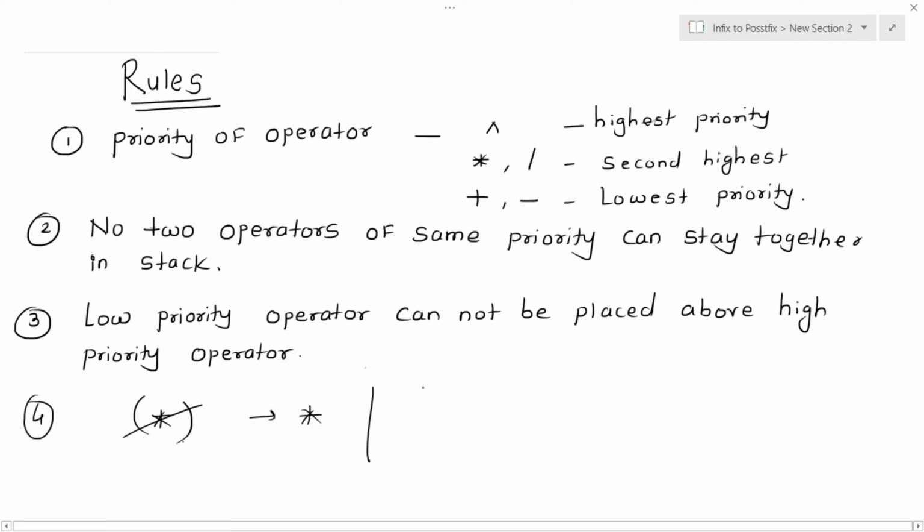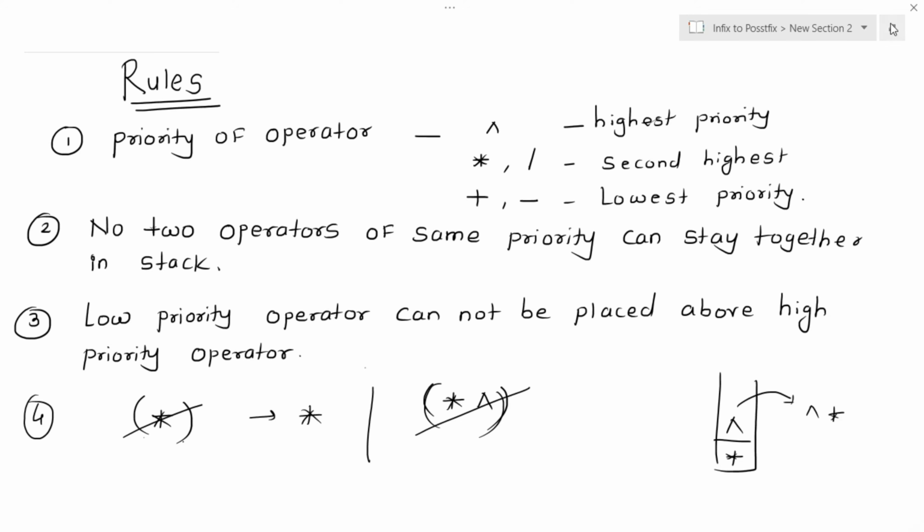Again, take one example. Suppose there is a left parenthesis and there are two operators, for example multiplication and exponential, and then there is a right parenthesis. So in the stack there is multiplication first and at the top of the stack there is an exponential. Multiplication and exponential are both between the left and right parentheses, so this gets cancelled. The topmost operator will get popped first and then the multiplication. So this is the fourth rule. I hope you understand. Now let's solve the example.